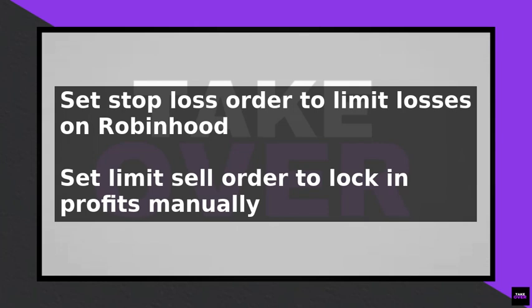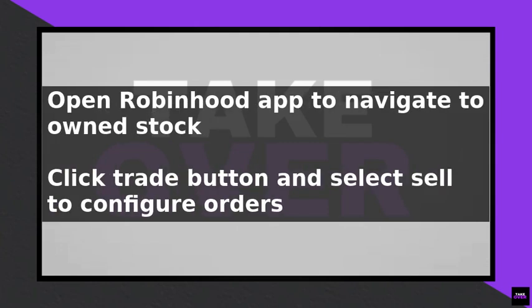To set a stop loss, open the Robinhood app, navigate to the stock you own, and click on the Trade button. Then select Sell. Choose the stop order type. Enter the stop price that will trigger the sale, and select the time in force and number of shares to sell. For instance, if a stock is trading at $100, you can set a stop loss at $95 to limit losses if the price drops.